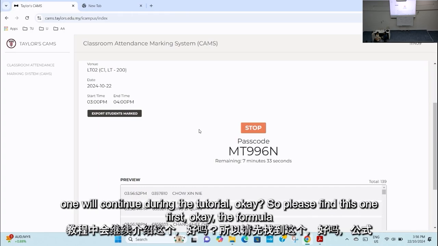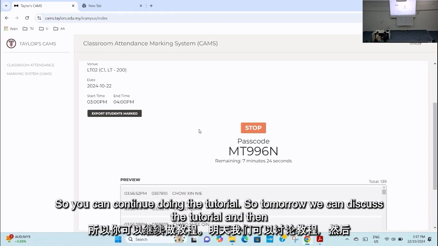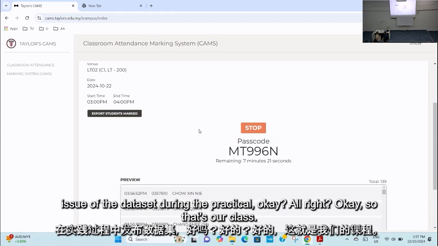So please find the formula for this one first. Study this one first, and then I will explain in the tutorial class. So you can continue doing the tutorial. Tomorrow we can discuss the tutorial and then the issue of the data set during the practical.